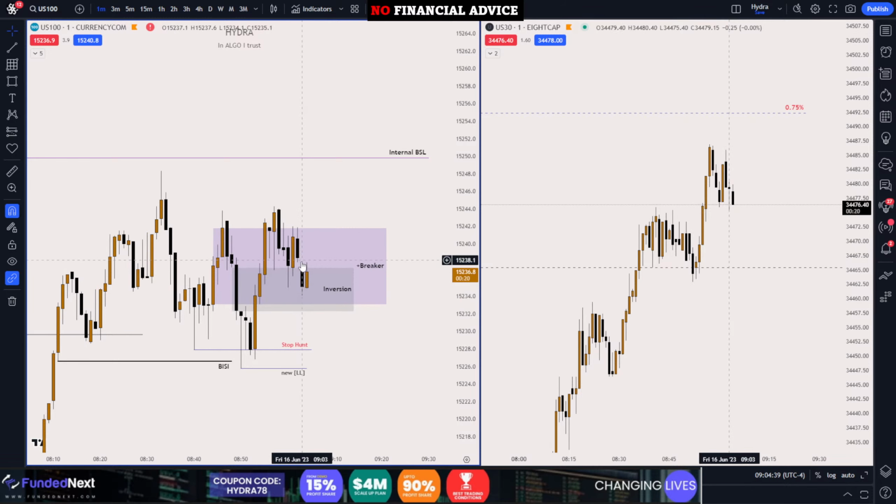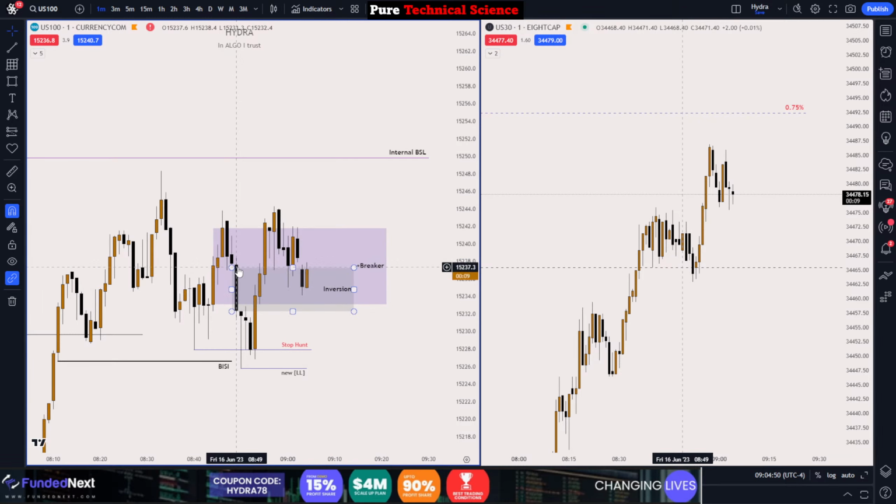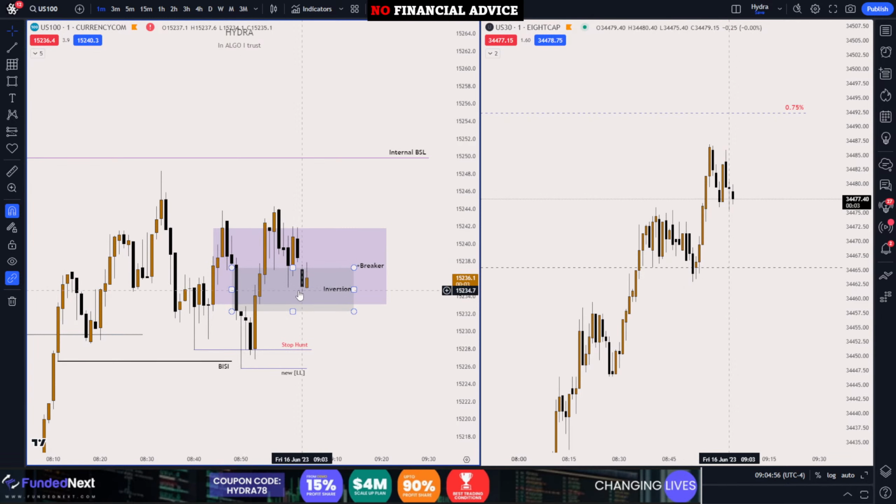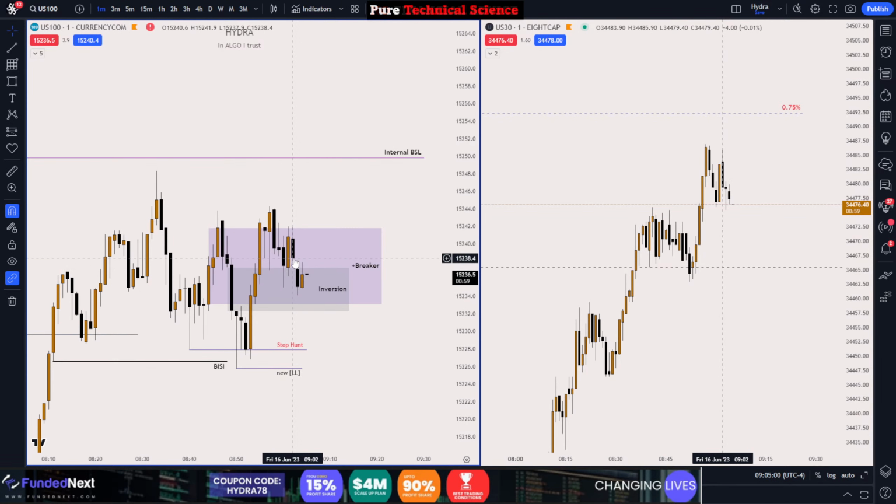So this is the volume imbalance right here. I want to see this volume imbalance getting failed. Now price dug inside this inversion a little bit deeper. If you measure this inversion, the midway or consequent encroachment of this inversion will come somewhere here. If price is respecting the midway, then I want to see this volume imbalance getting failed and price expanding higher, using this volume imbalance as support, towards buy side liquidity.